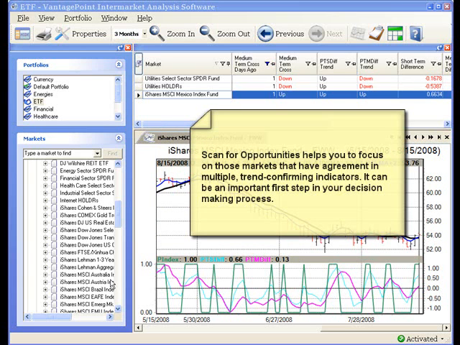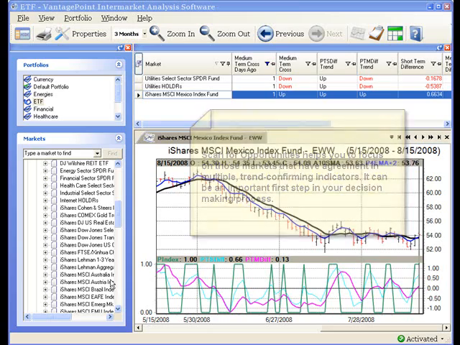I also want to be careful to point out that Scan for Opportunities identifies possible potential trading opportunities. And these are markets you want to take a closer look at and then consider a variety of other factors before you actually place a trade. So it's not saying, yes, you should place a trade in this market, and no, you should not place a trade in these other markets, but rather it's narrowing your focus so then you can make your own educated decision on what presents a good trading opportunity for you.